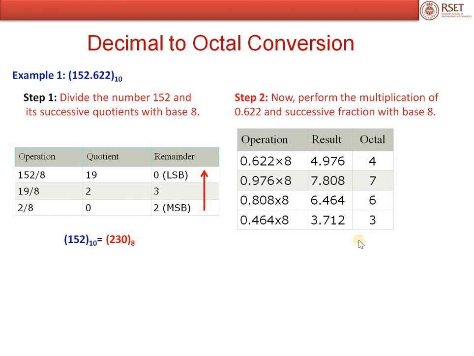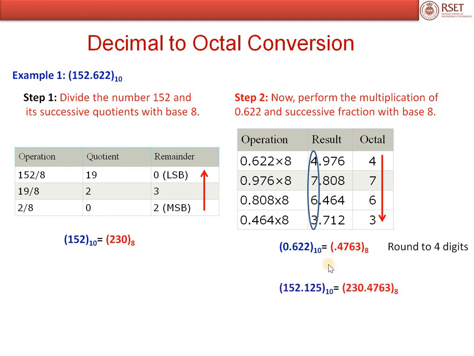So its octal value is obtained as 0.4763, rounded to 4 digits. If you want to round to 5 digits, you have to continue this process. So the final conversion from decimal to octal is this value.